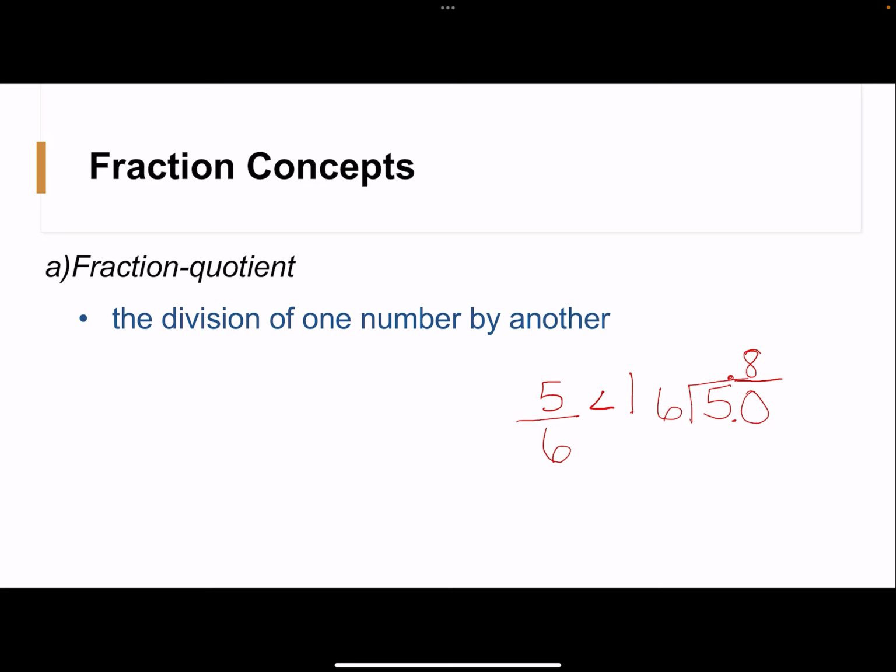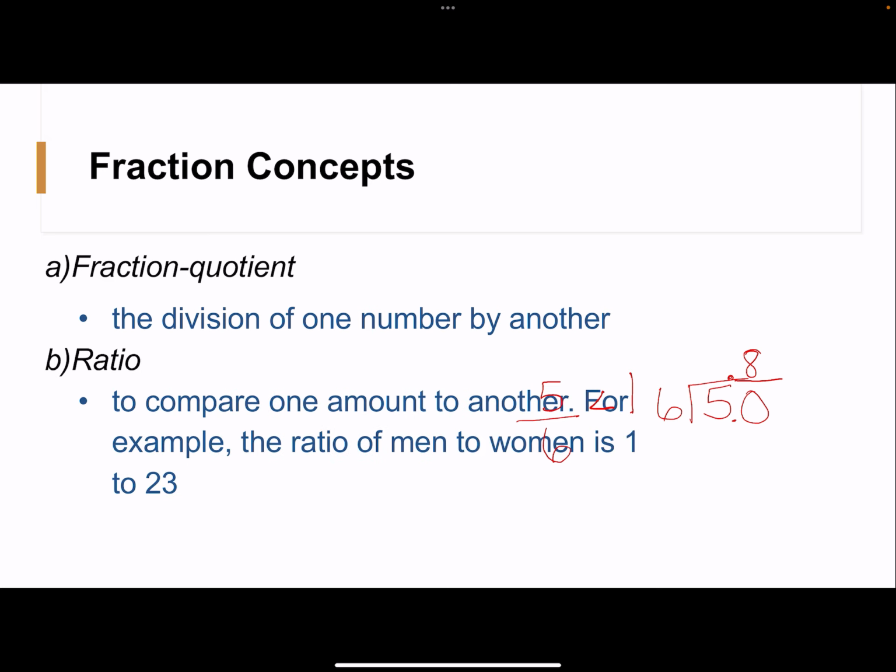And then another way that we teach concepts is through ratios. Ratio means to compare one amount to another. For example, if I was comparing a ratio of men to women, I could say that that ratio is 1 to 23. So we could write that as 1 to 23, or we could write that 1 to 23. So part to whole, fraction quotient, and ratios.